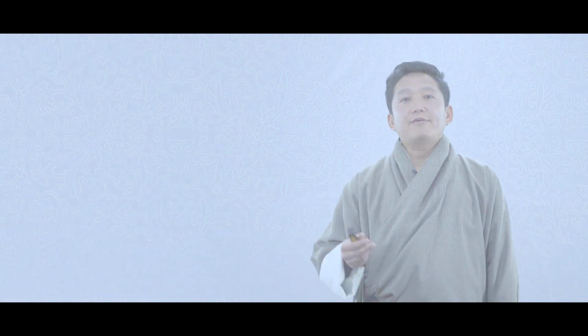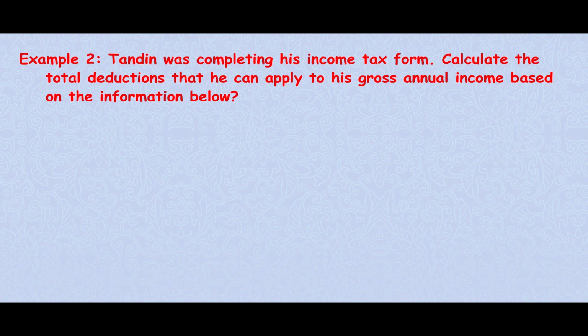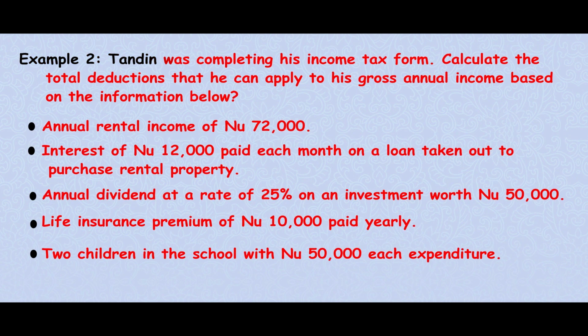Then we have another type of question. In the concept, we have seen the allowable deductions. So what are the deductions? How can we calculate those deductions? Let's see that. This is example number 2 of taxation. Tandin was completing his income tax form. Calculate the total deductions that he can apply to his gross annual income based on the information below.